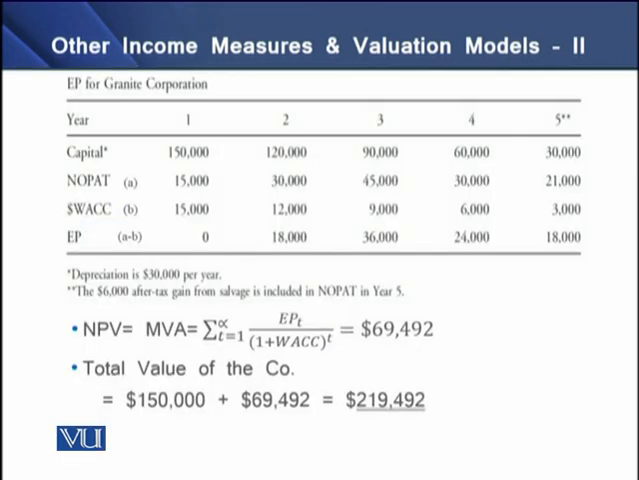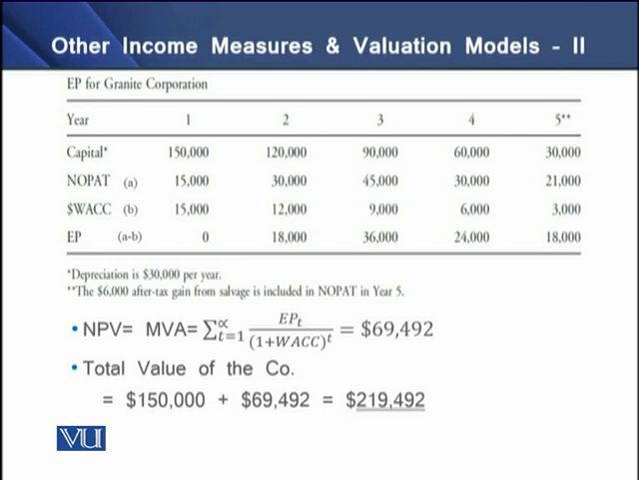Dear student, on the screen you can see the computation of economic profit. We have a project life of 5 years. In the first column, we have the capital, we have NOPAT, we have WACC, and we have economic profit. Now, to determine economic profit, we need to deduct the amount of WACC from NOPAT. The resulting figure is economic profit. Now, we have economic profit of 5 years with zero in the first year.